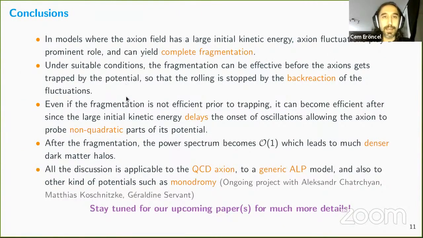These are my conclusions. What we have found is that a large initial kinetic energy of axion fluctuations can play a prominent role and can yield complete fragmentation. In some cases, the fragmentation becomes effective before the axion gets trapped by the potential, in some cases after. And this fragmentation leads to much denser dark matter halos. Finally, this discussion is applicable to the QCD axion, a generic ALP model, as well as other kinds of potentials such as monodromy.